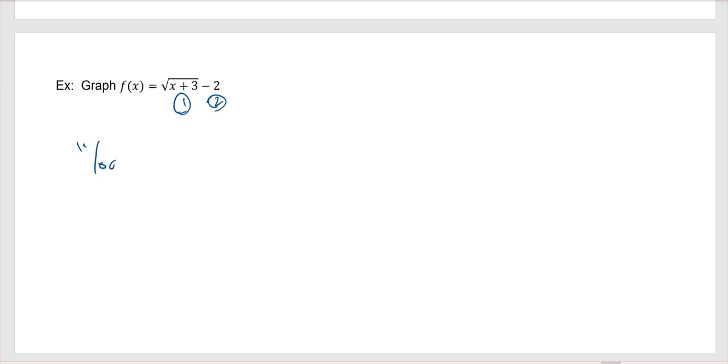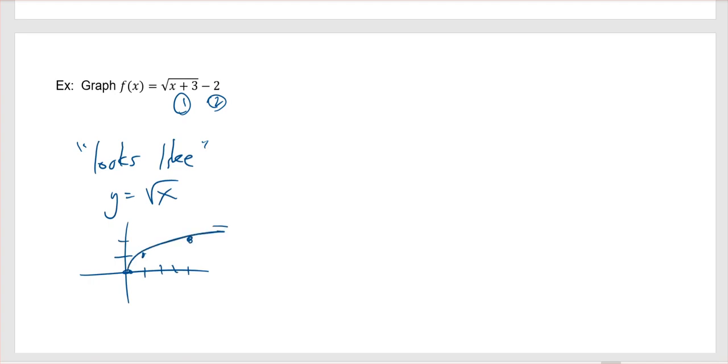So this one looks like y equals square root of x, and we know what this one looks like, right? If we need to remind ourselves, plot some ordered pairs, and we can do that. So it looks like this one. What we're going to do is start at these points. I got 0, 0, and we've got 1, 1, and we've got 4, 2. All right, and then we perform these operations.